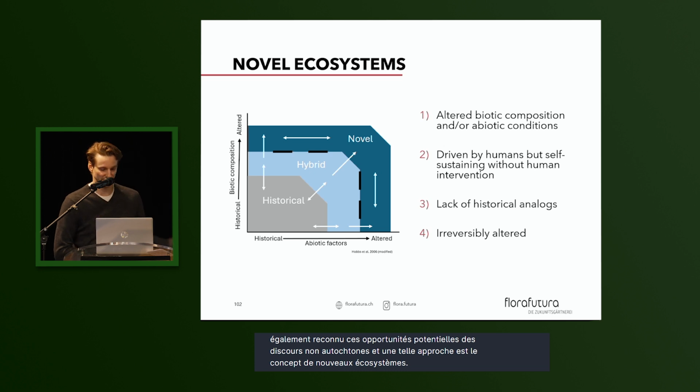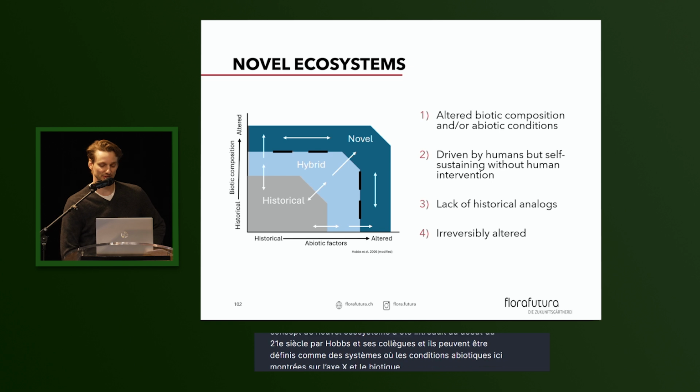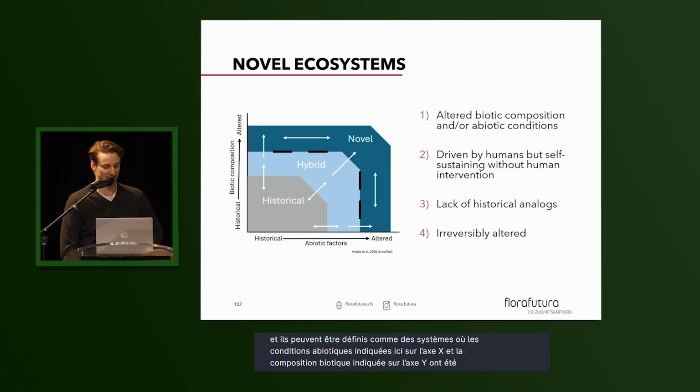So what are novel ecosystems then? How are they defined? The concept of novel ecosystem was introduced in the beginning of the 21st century by Hobbs and colleagues, and they can be defined as systems where the abiotic conditions, here shown on the x-axis, and the biotic composition shown on the y-axis, have been altered compared to a historical present system. So, for example, extinctions or invasions are responsible for the alteration of the biotic composition, and climate or CO2 concentrations, for example, can be responsible for the alteration of the abiotic conditions.